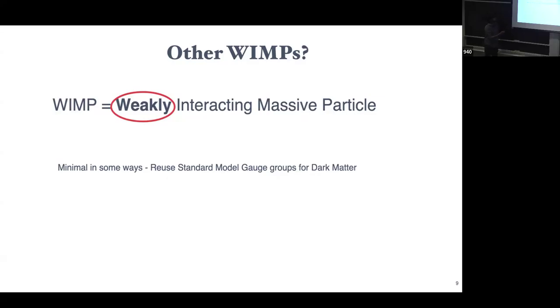benchmark, right? In some sense, because you might be used to thinking about things like the dark photon, things like that, which interact with the standard model. This is much more minimal in some ways. You're reusing standard model gauge groups, and then you're just putting in a new doublet or a new triplet or something like that, which could be done.